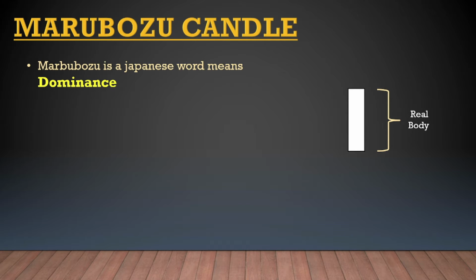If we try to understand the meaning of dominance, dominance means someone is having full control over a thing, right? So now we will discuss how this word dominance applies to a Marubozu candle in our analysis. Let us look at the structure of a Marubozu candle. They should have a real body with almost no shadow. As I have said, Marubozu also means bald. If we imagine a bald head, it doesn't have any hair, correct?